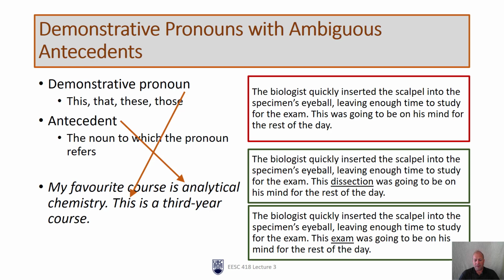The second thing I've written is an explicit word that refers us back to the antecedent. This exam was going to be on his mind for the rest of the day. So in this case, I've used the same word. It's a little bit repetitive, but it's crystal clear what I meant.